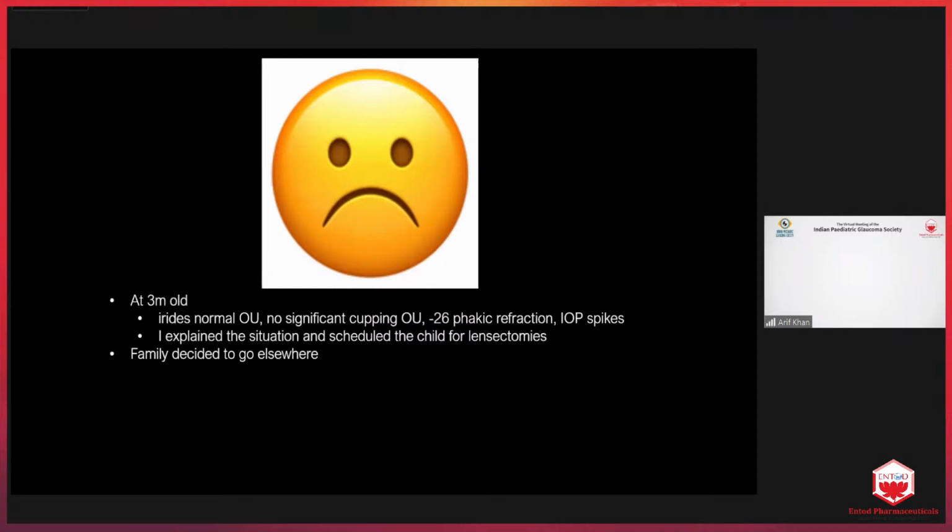And the family decided to go elsewhere. Now, this unhappy face is not because the family decided to go elsewhere. It's because of what happened when they decided to go elsewhere. They were diagnosed and managed as primary congenital glaucoma, had angle surgeries with predictably very bad outcome.